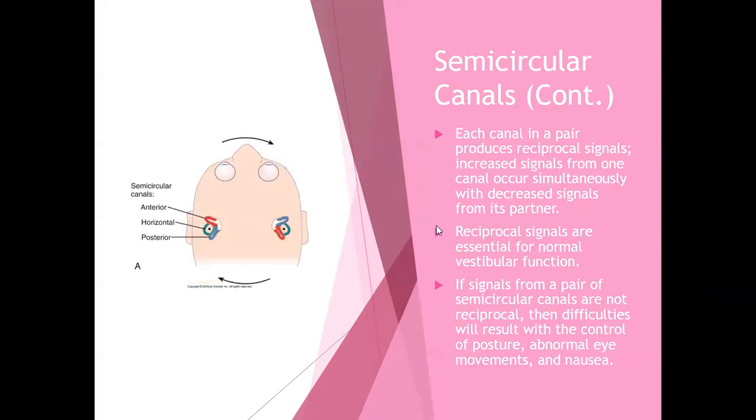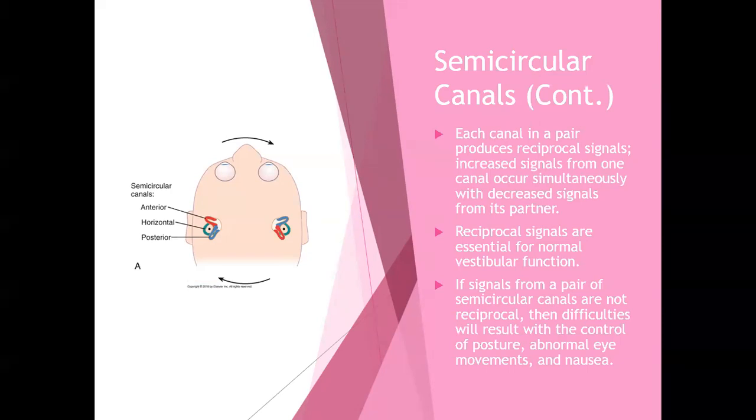So each canal in a pair produces reciprocal signals. So we have one on the right and one on the left. And so increased signals from one canal occur simultaneously with decreased signals from the canal on the other side of the head. So that's how the signals tell which way you're turning your head and how you're moving in space. So the reciprocal signals are essential for normal vestibular function. If one side's working and the other side isn't, that causes problems.